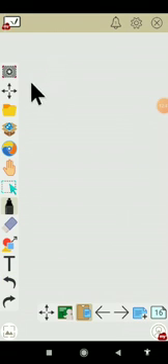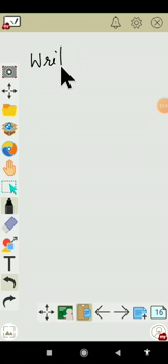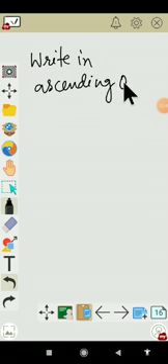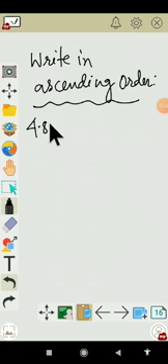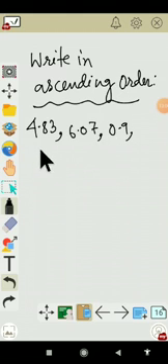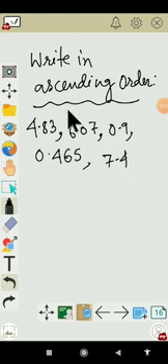Similarly, now write in ascending order: 4.83, 6.07, 0.9, 0.465, 7.4. If you write in ascending order, that means from smaller to bigger number. So first write down the smallest whole number part. The smallest here are two numbers, 0.465 and 0.9.